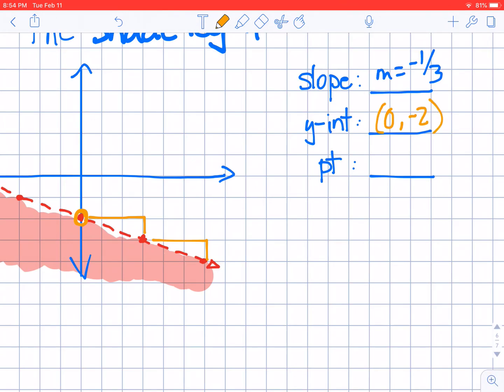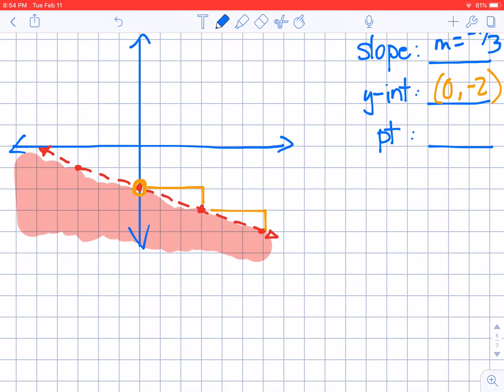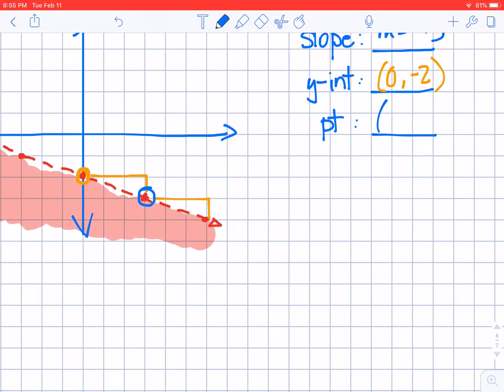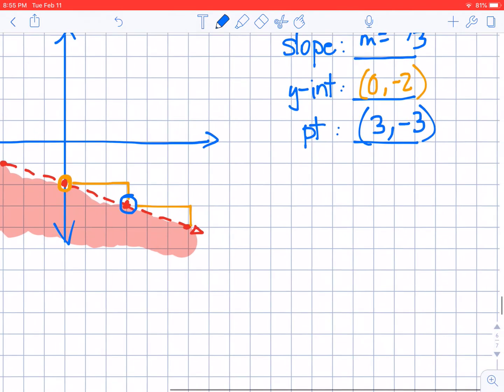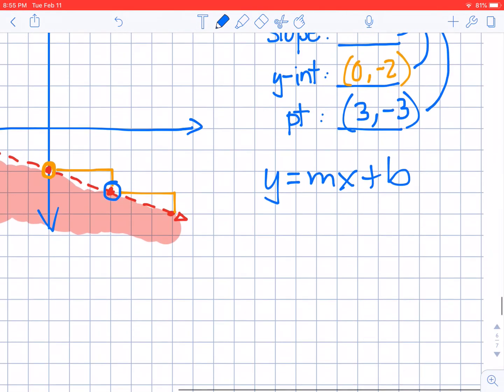And finally, what is a point that is on that line? Sometimes you won't be able to spot the y-intercept. In this case we can, so we can use that y-intercept. But if you can't, take another point, any point you want, say that one there, and list that, because you can always plug that into the point-slope form. All right, so we're going to use the slope and the y-intercept. In this case, it's easier to write an equation in slope-intercept form. So I will use that form.